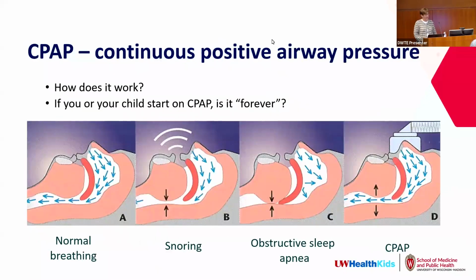So CPAP, how does it work? CPAP is air going in the nose or the mouth. Here's normal breathing, air going through. Snoring, where you're having vibration through the nose or behind the tongue and the palate. And then obstructive sleep apnea, which I showed on a previous slide, with the airway blocked. And then CPAP is meant to be a mask blowing on the nose and blowing the airway open. The mask can be on the nose or the mouth.